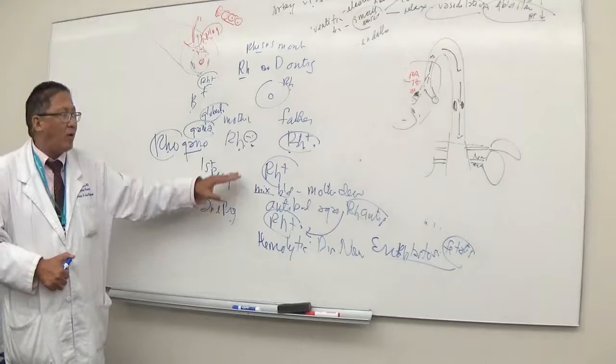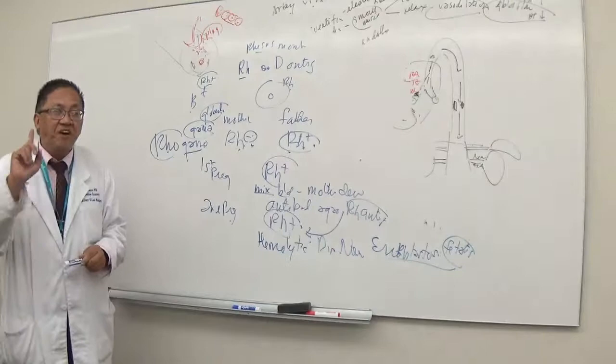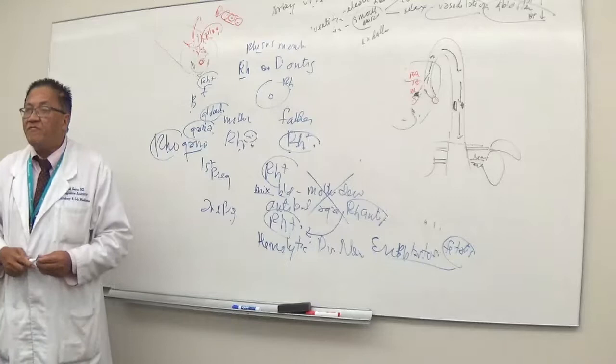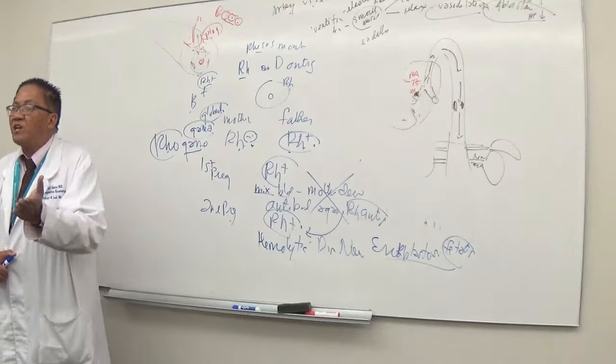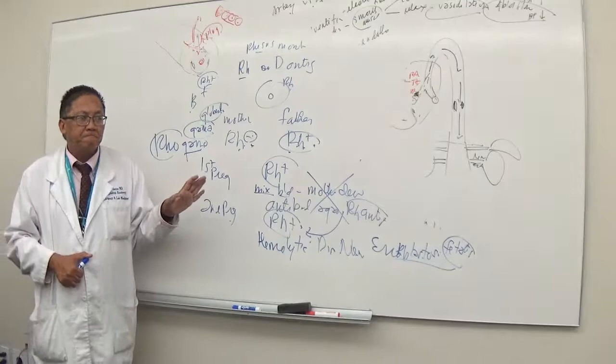Why do we do that? By giving the antibodies in the first pregnancy, you prevent the mother from developing the harmful antibodies. Does that make sense? You're trying to do what? Passive immunization. What is passive immunization? Giving the antibodies. Does it make sense? Are you going to give it in the second pregnancy?